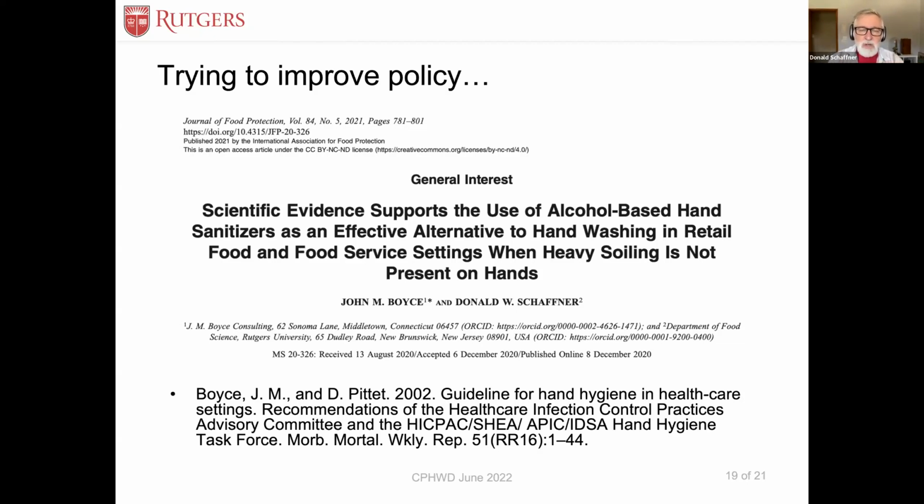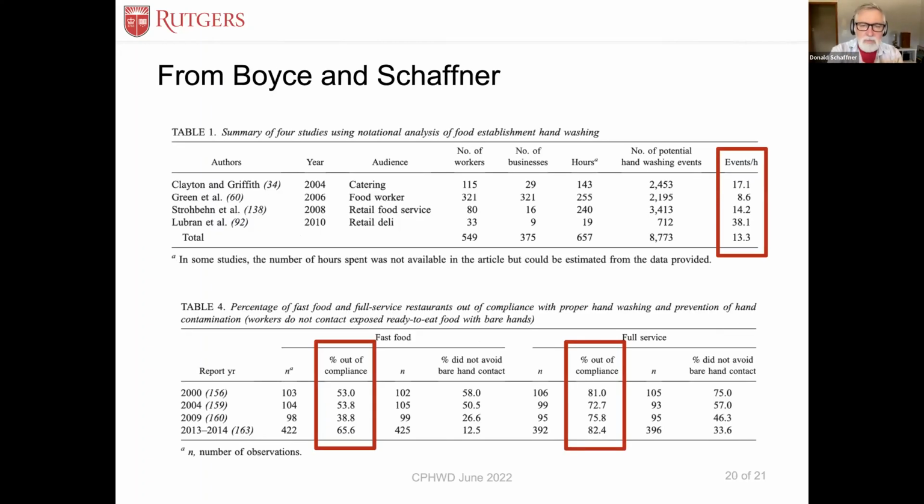And so what we did was we wrote a similar article focused on food service, and the title is Scientific Evidence Supports the Use of Alcohol-Based Hand Sanitizers as an Effective Alternative to Hand Washing in Retail Food and Food Service Settings when heavy soiling is not present on hands. And again, this was not original research. This was an analysis of existing research. And I'll dig into it a little bit.